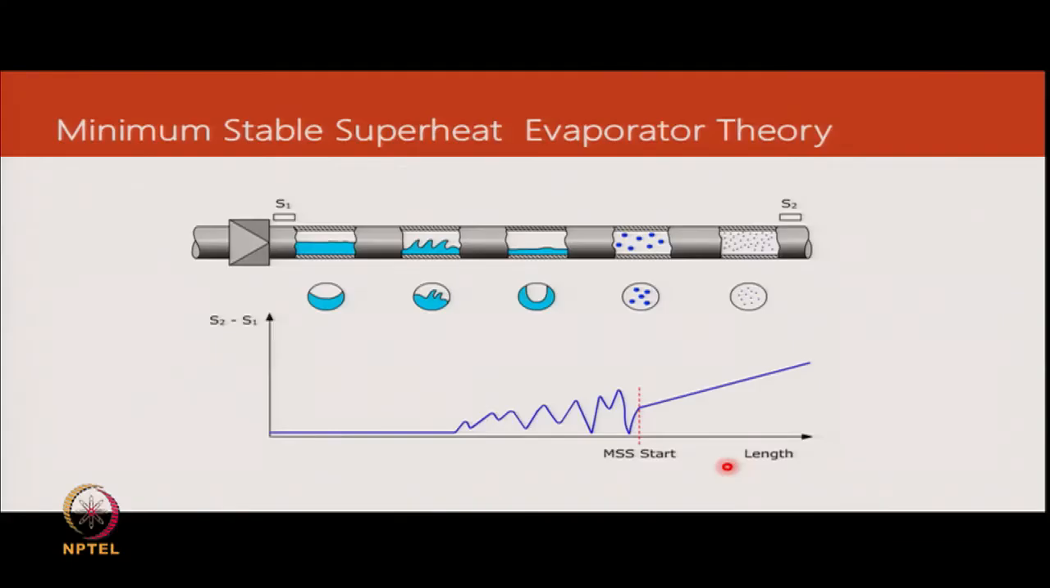Then we come to a slightly more interesting part of an expansion valve, which is the minimum stable superheat, and there is some theory or background to what is minimum stable superheat. What you see in this slide is refrigerant which is a mixture of vapor and liquid, which is progressively moving into different types of flow, which could be slug, mist, etc., till in the end there is superheated vapor.